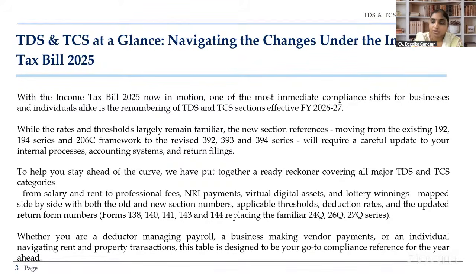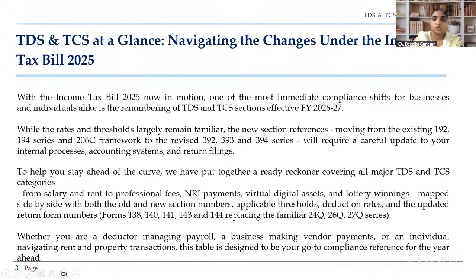So this Income Tax Bill of 2025, it came into effect from 1st April, and it is effective for this financial year, that is 26 to 27. So basically what happens is the section numbers and all have been changed. So like 192, 194, 206C, all these are changed to the revised sections like 392, 393 and 394 series. So we'll be seeing that in detail in the upcoming slides, and also the forms are changed. So we had earlier the returns 24Q, 26Q, 27Q. Now we have 138, 140, 141 and so on.